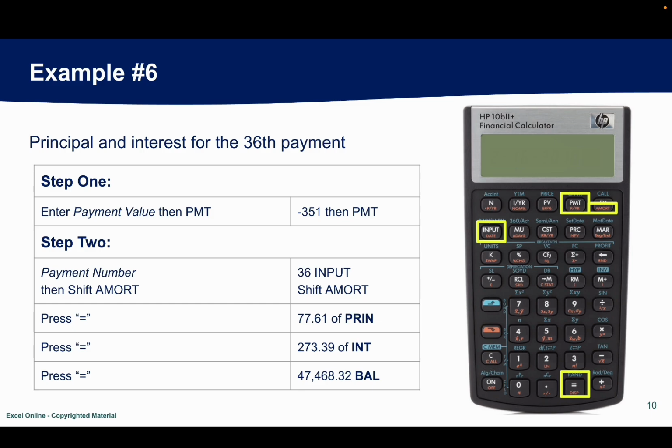Now, if we were to compare the first payment to the 36th payment, the first payment had more money going towards interest, while the 36th payment has more going towards the principal balance and less going towards interest.